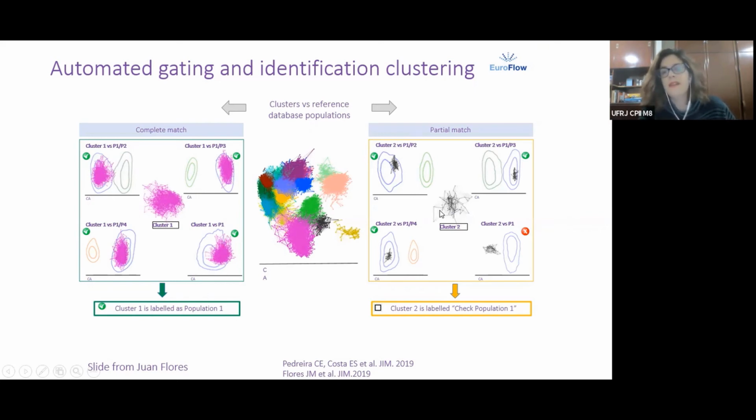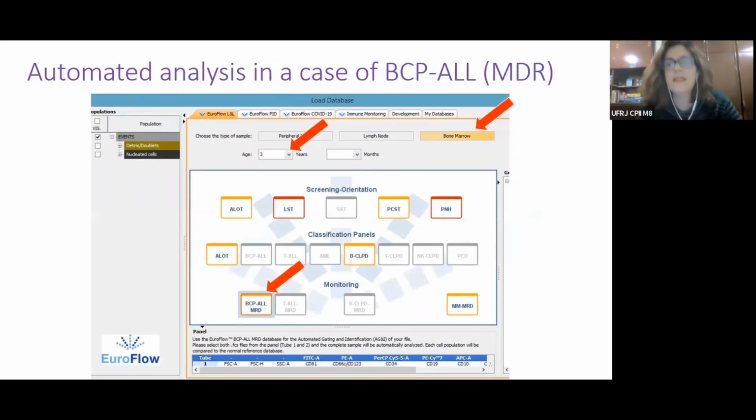But if the cluster is outside all populations, or if it is only partially in a population, the cluster is put in check population. So we'll see we have several options to identify our cluster. Again, we have a real life case from our lab. It's a girl, 3 years old. We have her bone marrow, 15 days after the induction, and we also have to inform the panel.